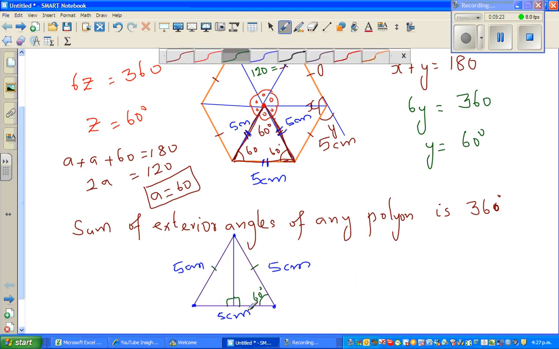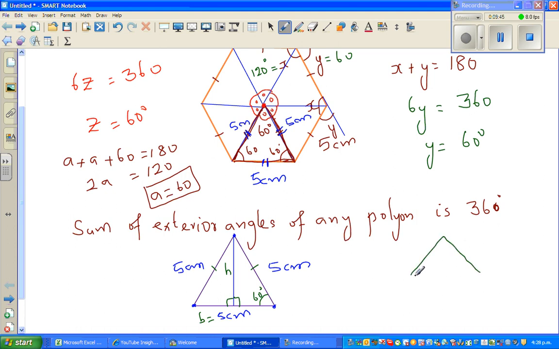I want to find the area of a triangle. I need the base, which is 5 centimeters, and I want to find the height. So this is my h, the height. I'm going to use SOHCAHTOA. For this angle, this is the opposite, and this is the hypotenuse. So I'll draw the SOH triangle. SOH: sine is opposite over hypotenuse.